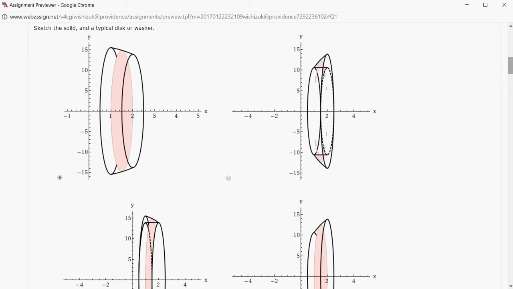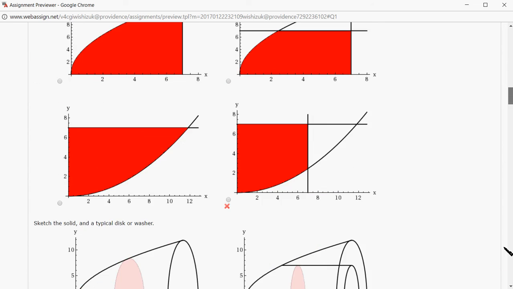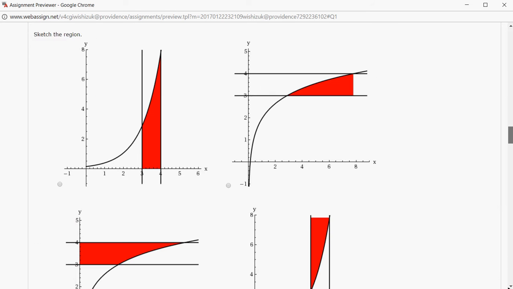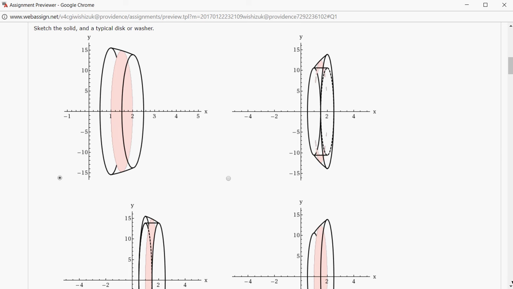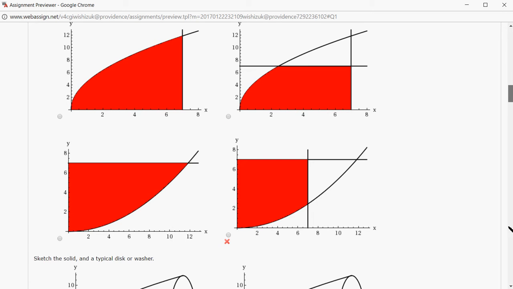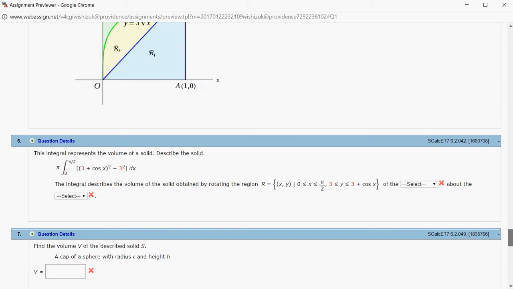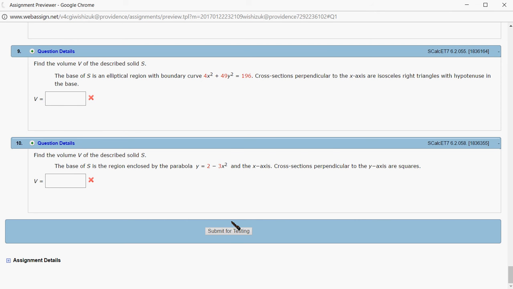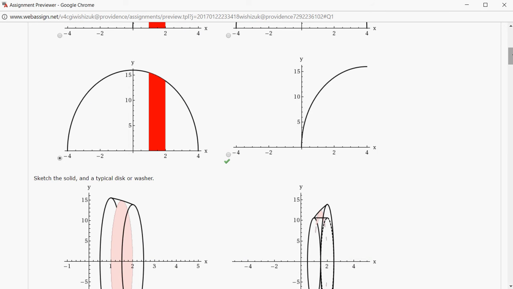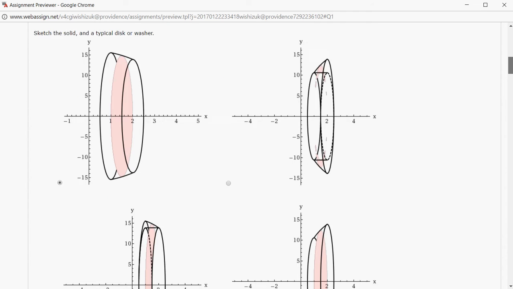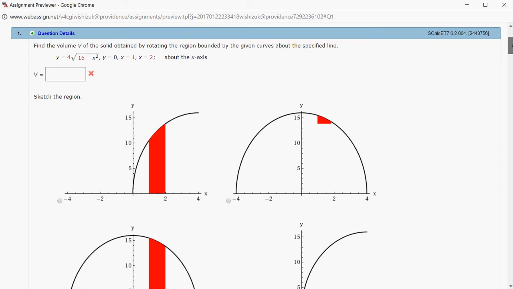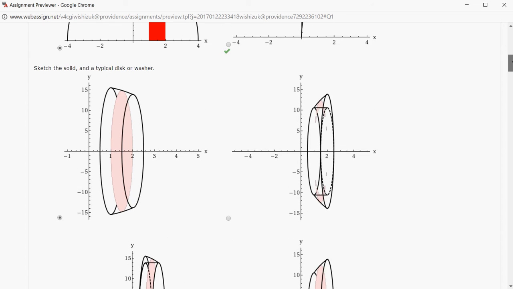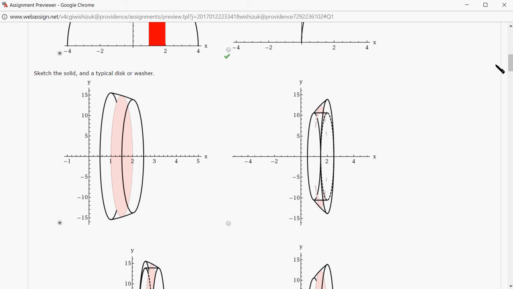So let's go ahead and check to see if we got the correct region, and submit for testing. Hold on a sec. Okay, I'm just going to pull it down. All right, submit for testing. We got the correct region and the correct solid. So we just need to find the volume from here. I'm going to just steal this picture and then set up the integral and find the volume.